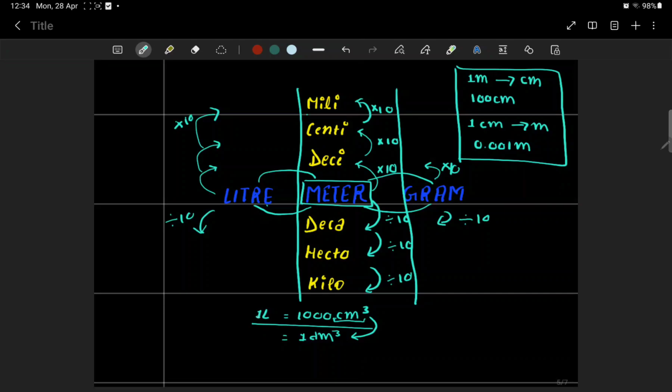You can convert liter into, let's convert it into milliliter, okay. So if you convert 1 liter into milliliter, it would be 1000 milliliter. Like that you can convert.